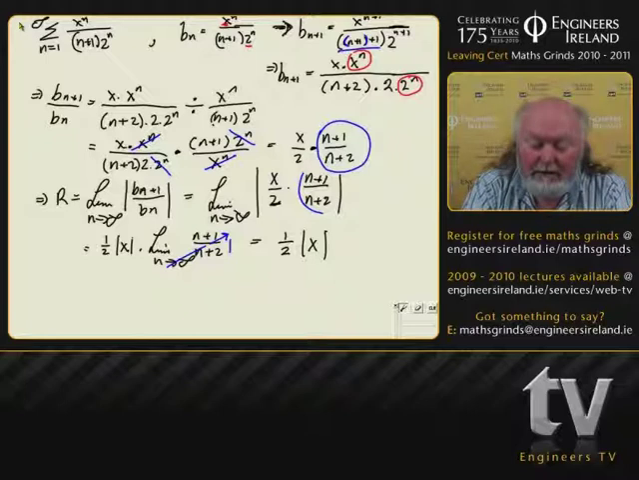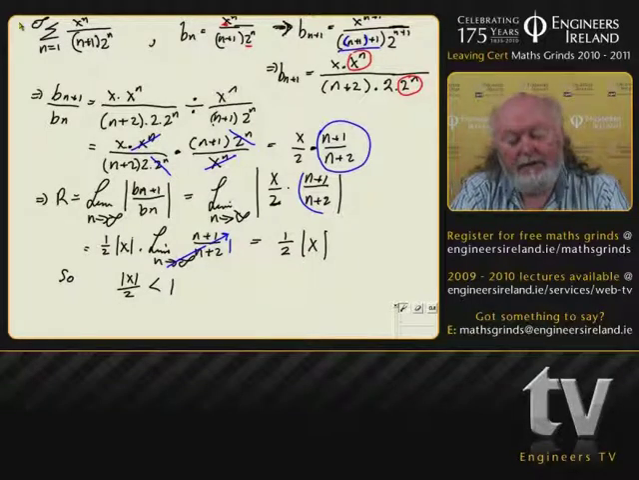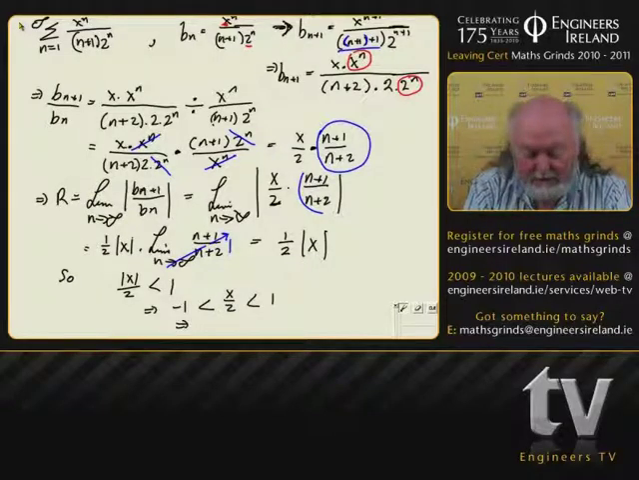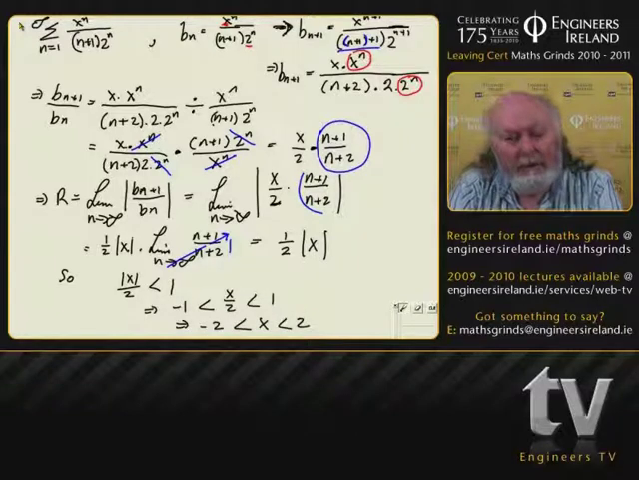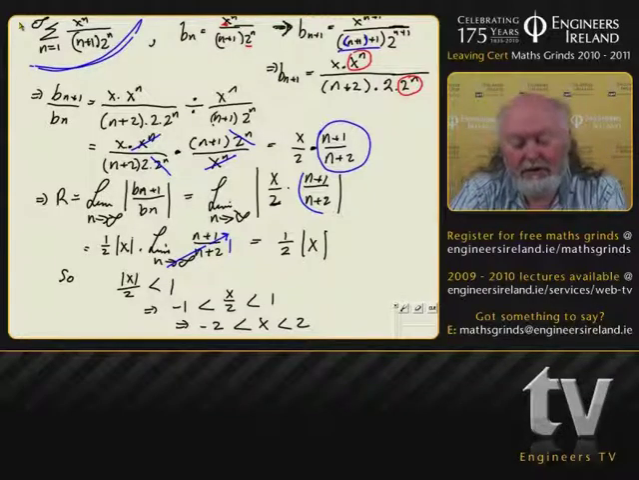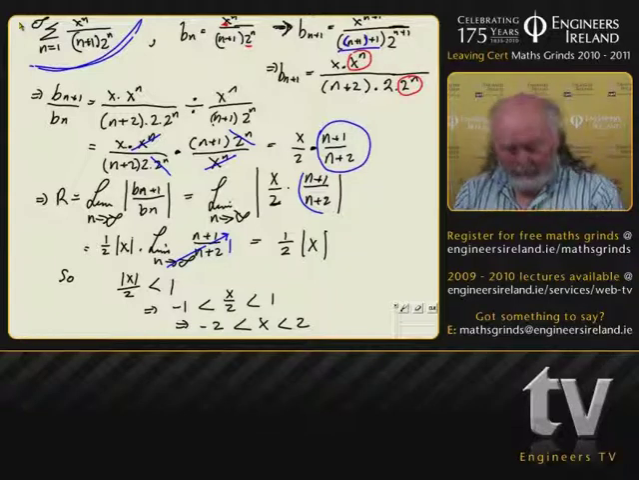So we're able to say, the absolute value of x over 2 needs to be less than 1 for the series to converge. Now we can expand this out and we say that implies minus 1 is less than x over 2, which is less than 1, which implies minus 2 is less than x, which is less than 2. We can now say that this series will converge only if the x value in it lies between minus 2 and 2, not inclusive.